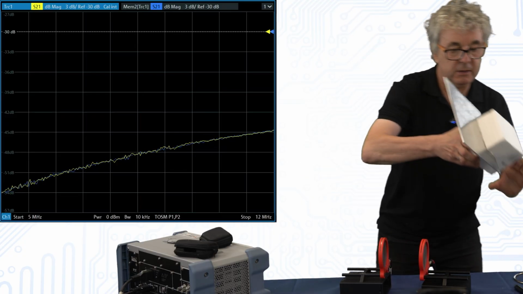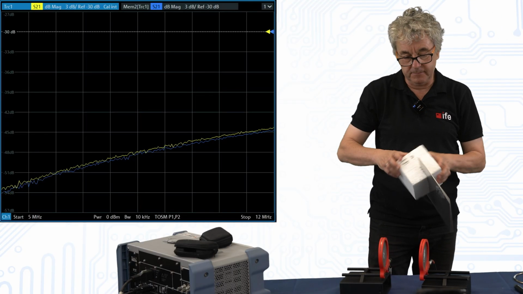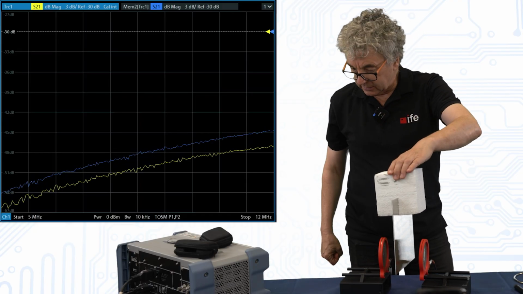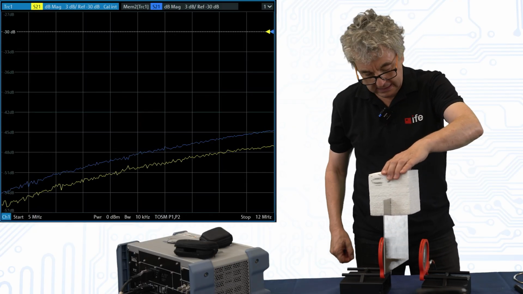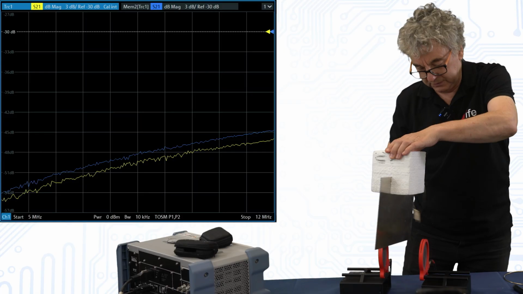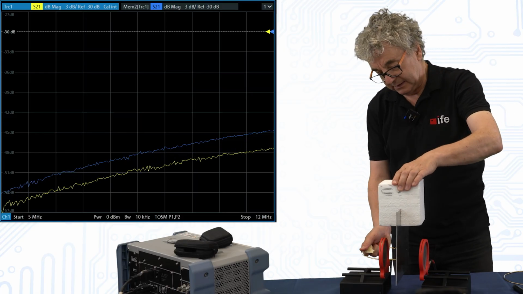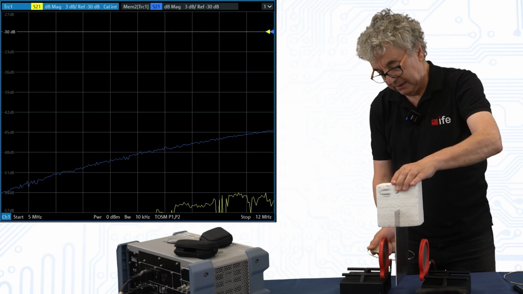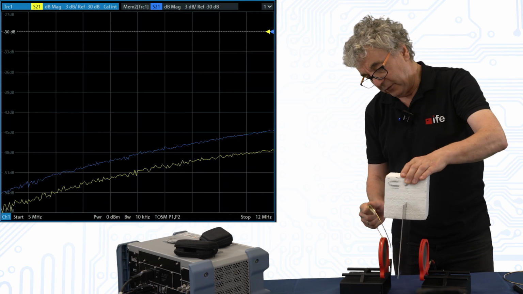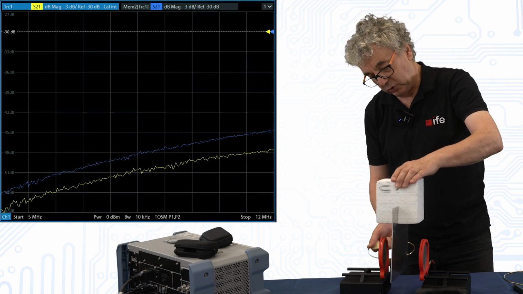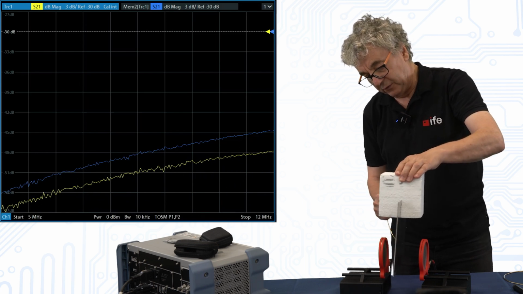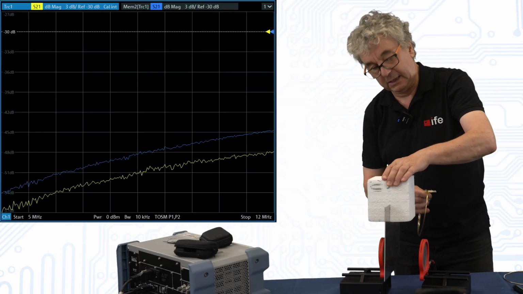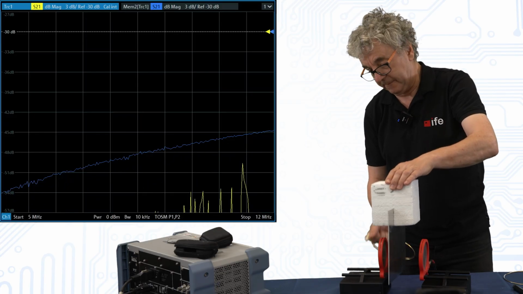We can do the same with the disc in styrofoam. The disc in styrofoam has a relatively low shielding. Now if I connect the disc, I just use this as a connector, if I connect the disc to ground, we see a very good shielding because the voltage induced on this plate is shorted to ground. And if there's no voltage, then the capacitance from here to here will not see any current flowing.